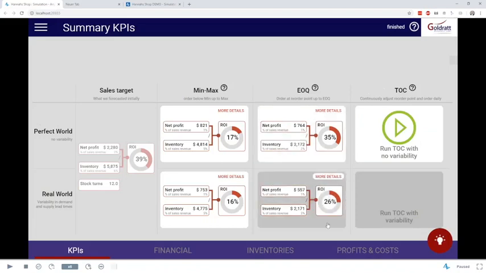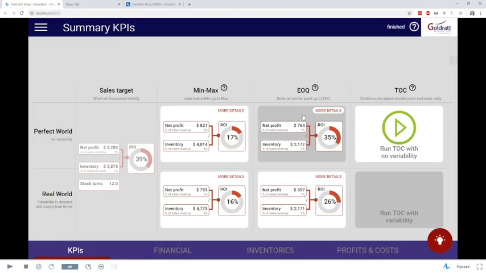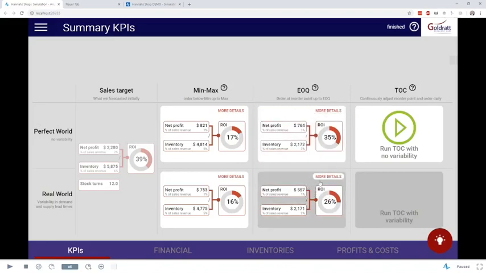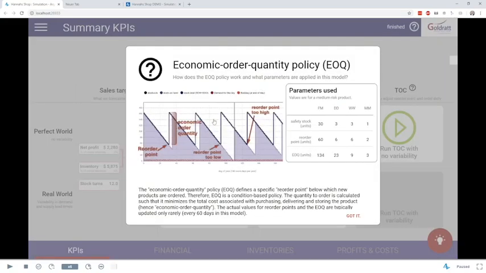And finally, it adds up with an ROI that again is lower than its perfect world equivalent. And again, that is because the EOQ rules cannot cope with stochastic fluctuations. Let's have a look at what EOQ actually is.